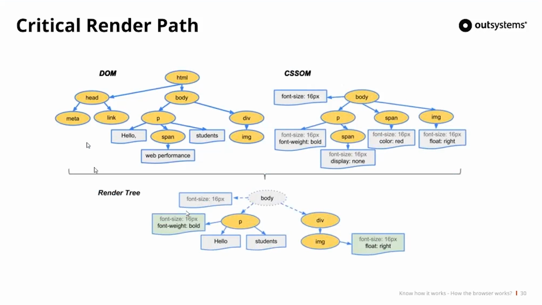So here, as you can see, most people confuse the two of them. In the DOM, you can see that we have the head, the meta, the links, and in the render tree, we don't have those elements. And if you hide a div or an image in your page, that image will be in the DOM, but will not appear in the render tree. So it is quite important to know the difference between the two.